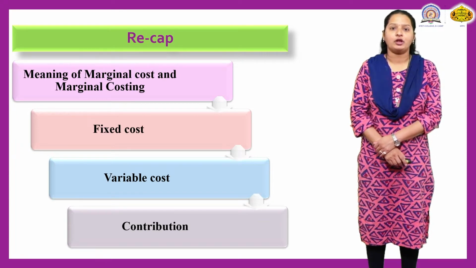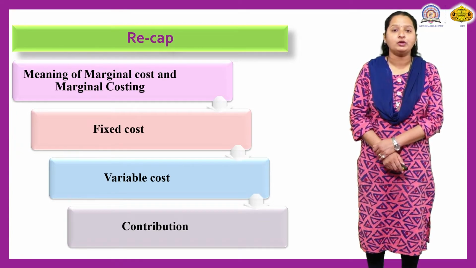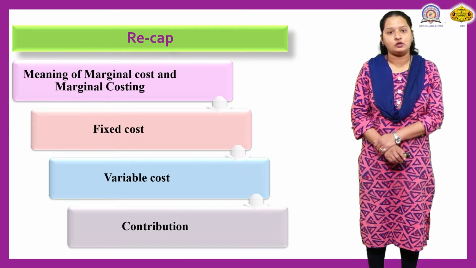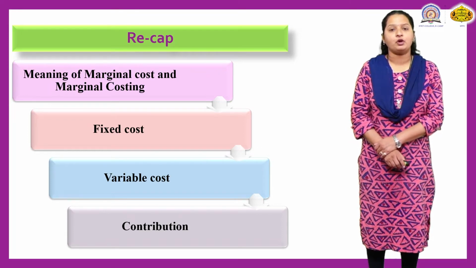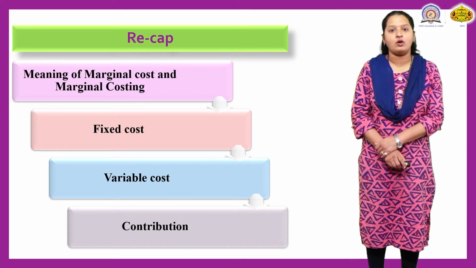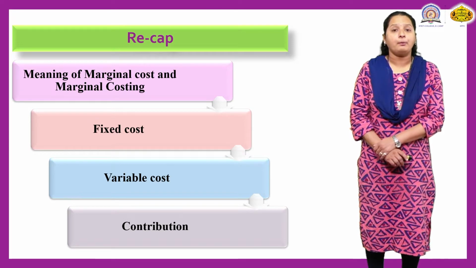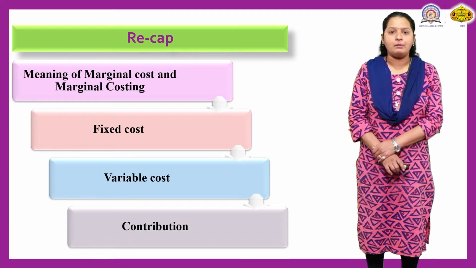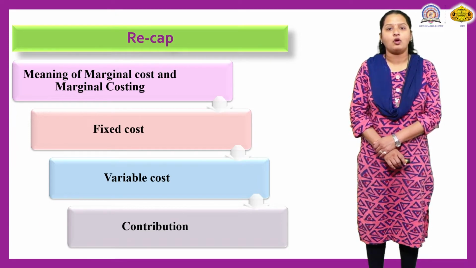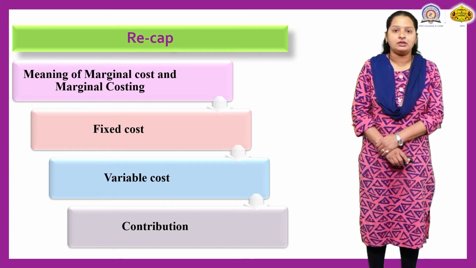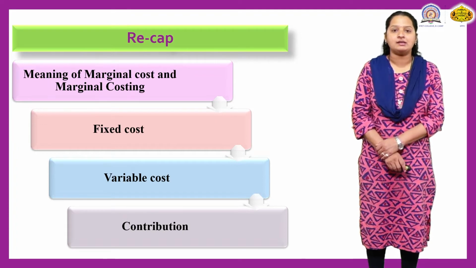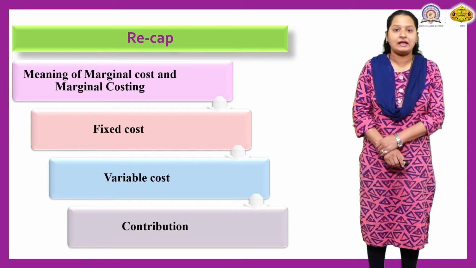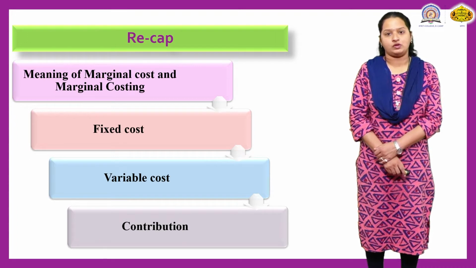When the volume of output increases, the total variable cost also increases. And when the production level decreases, the total variable cost also decreases. But it remains fixed per unit. The examples of fixed cost are the rent, insurance, taxes, administrative department salaries, and electricity to a certain extent.